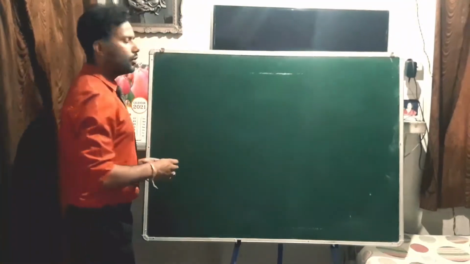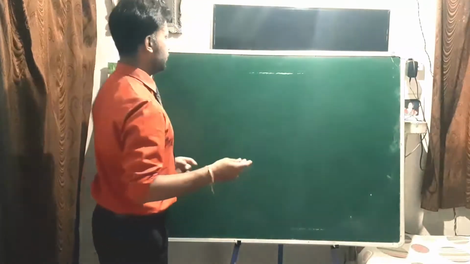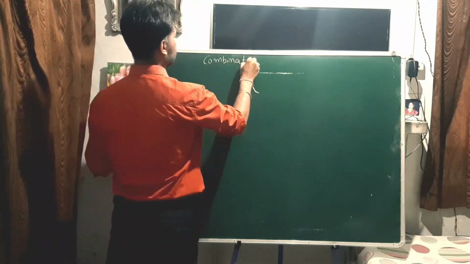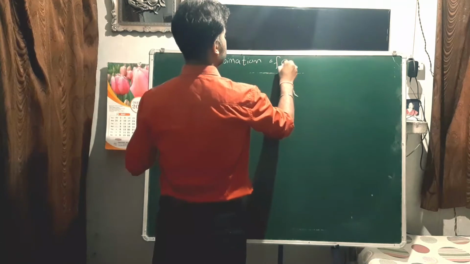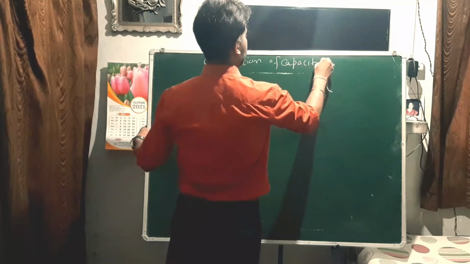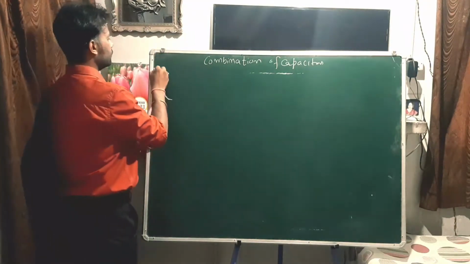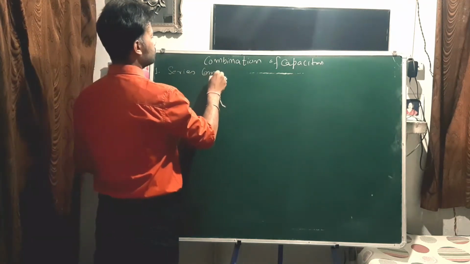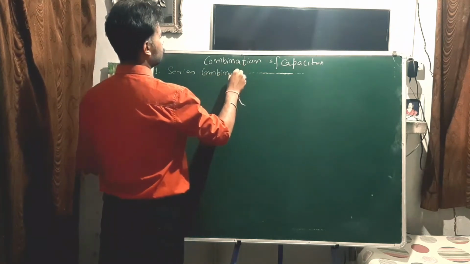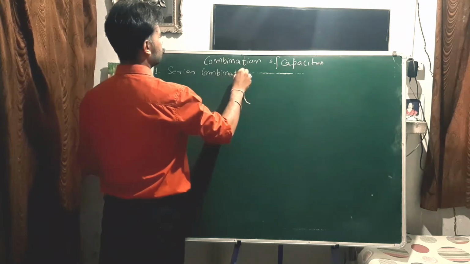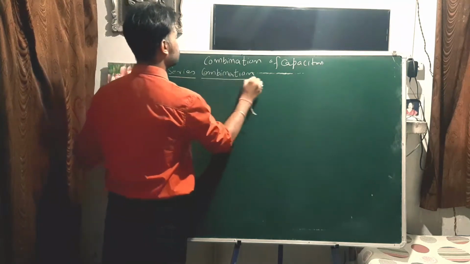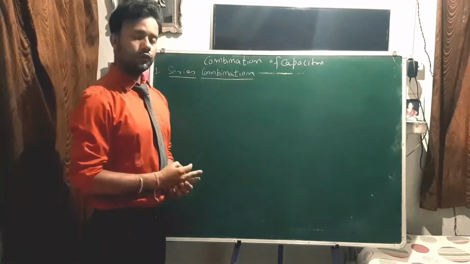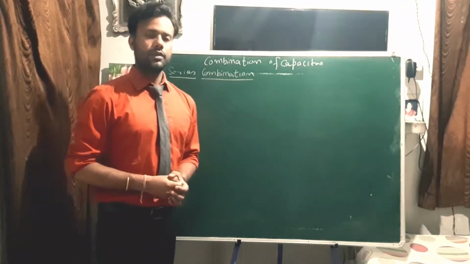The first configuration or combination of capacitance is series combination. First, let's see the circuit diagram of the series combination.